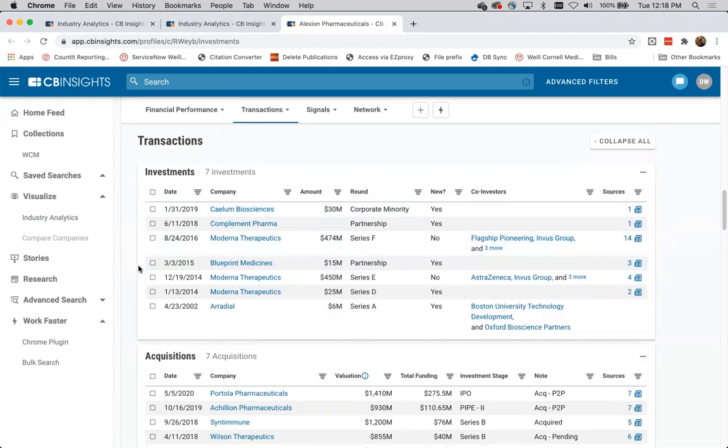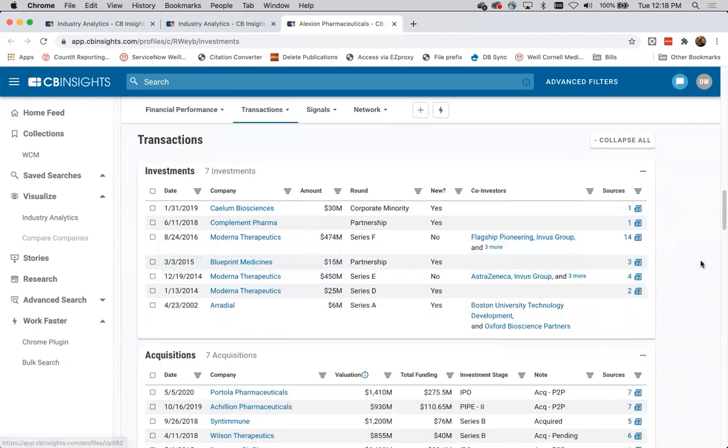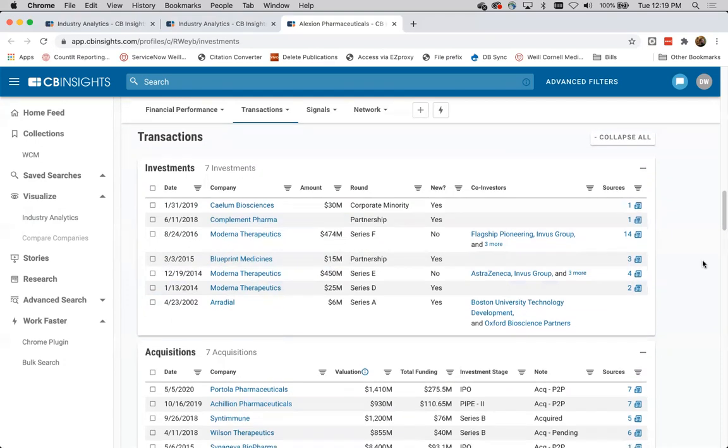So for instance, in 2014, Moderna and AstraZeneca teamed up and partnered with the company for a Series E funding. Series D was this. It doesn't seem to have information for their Series B or C funding rounds, but it gives you all the information that is available for you.